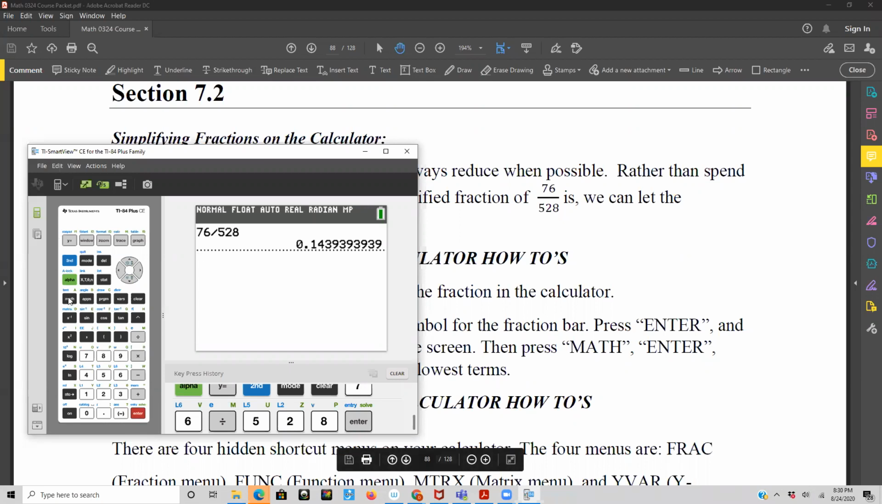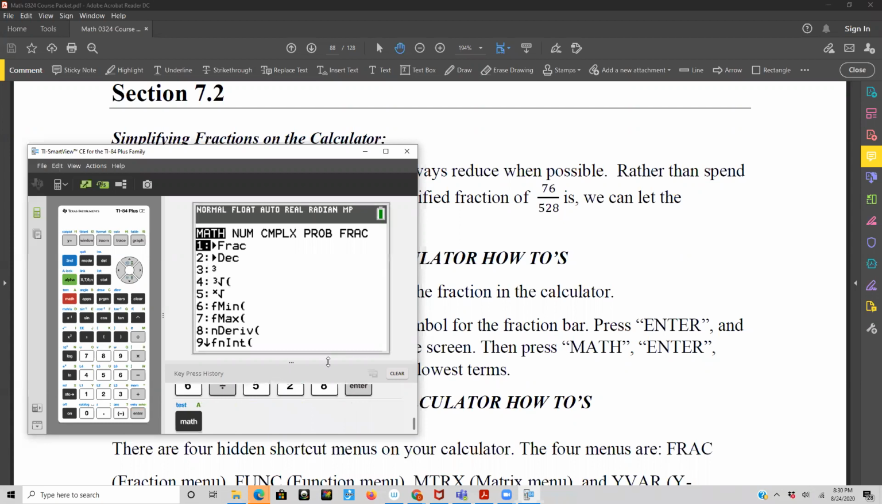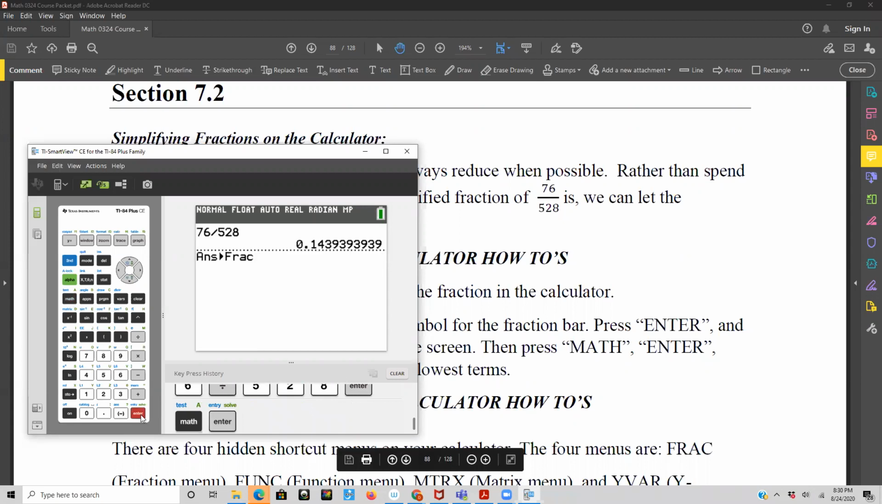To put it into a reduced fraction, you're going to find your MATH button, the fourth button down on the left. Number one is Frac, fraction. So you just press enter on the calculator, and that'll select that. If you press enter again, there it is, 19 over 132. That's the reduced form of that fraction.